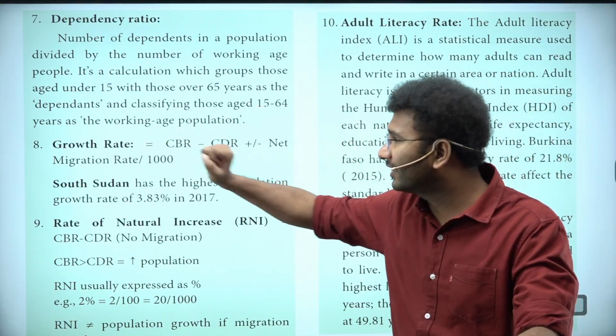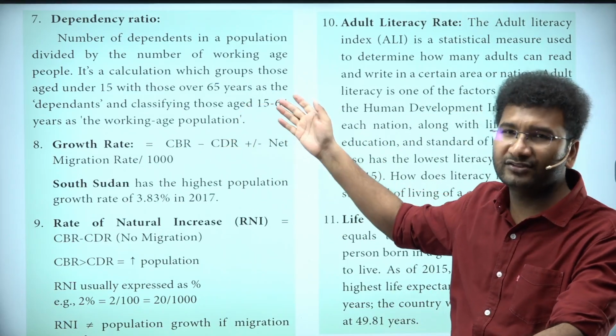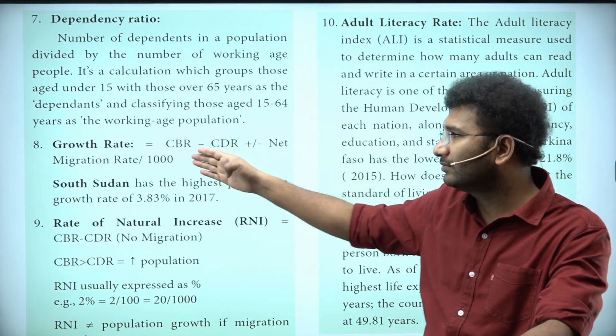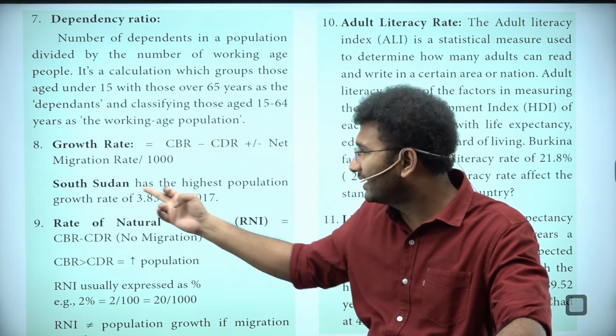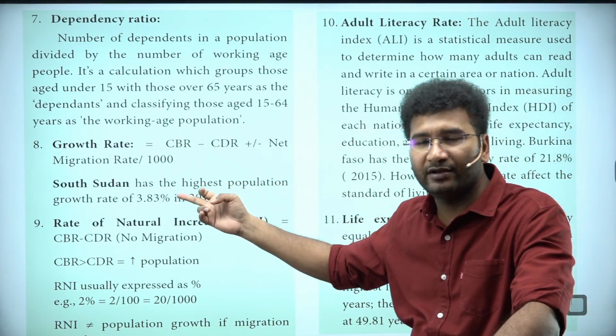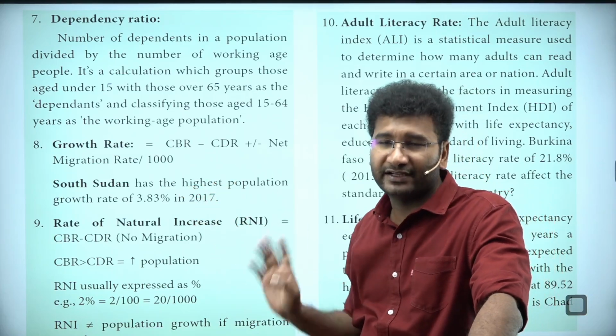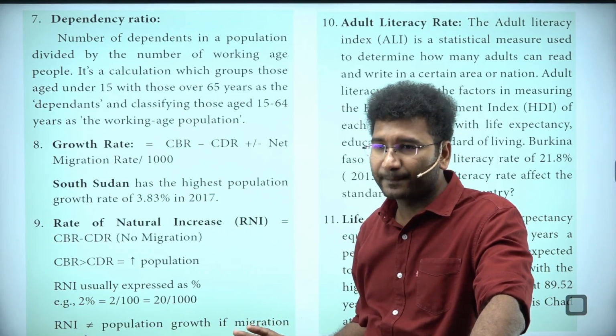Now come to growth rate. What is growth rate? Crude birth rate minus crude death rate and plus net migration rate you take, that is called growth rate. Next, South Sudan has the highest population growth rate of 3.83. It is growing at a very fast rate.